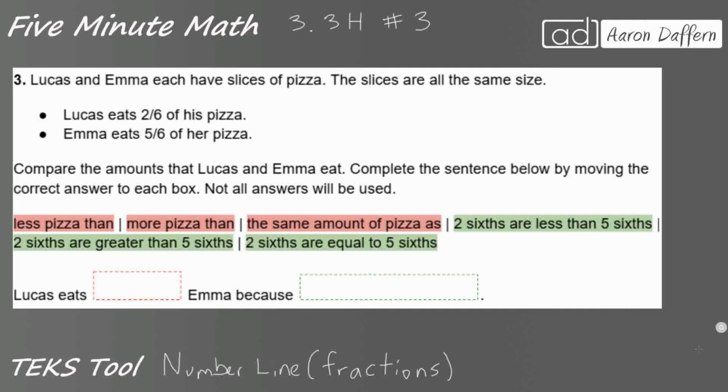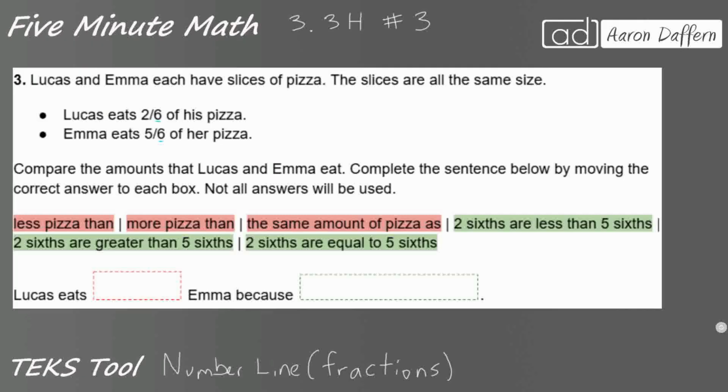So we have Lucas and Emma. They each have slices of pizza. The slices are the same size. Lucas eats 2/6 and Emma eats 5/6. All right, so we need to compare how much they ate. Thankfully, we have the same denominator, so both of them are going to eat sixths.